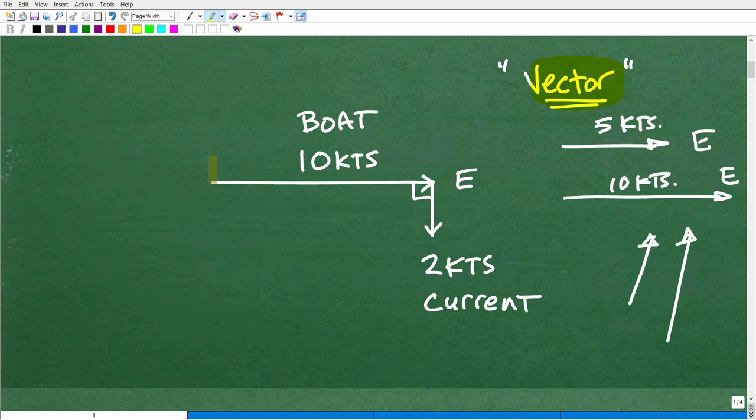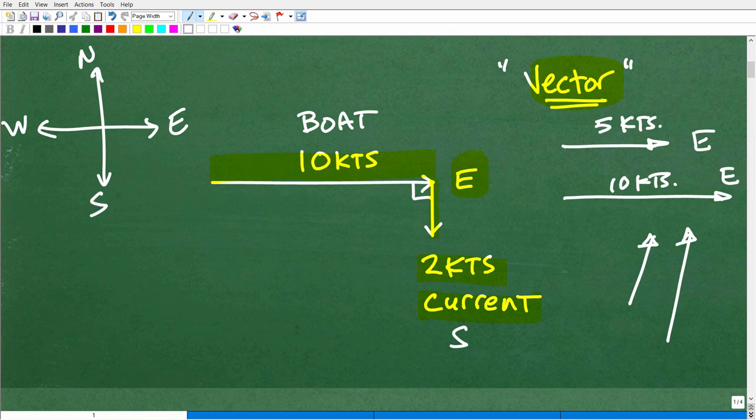So here, we have this long arrow, and it has 10 units of measure, and it represents 10 knots, and it's going due east. And then we have this cross current, or a current in the water, and it's going 2 knots south. So it's going in this direction. Just real quick with the compass, this is east, this is west, this is north, and this is south. So our boat is going east, and our current is going south.